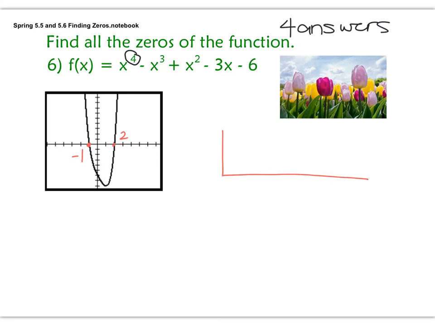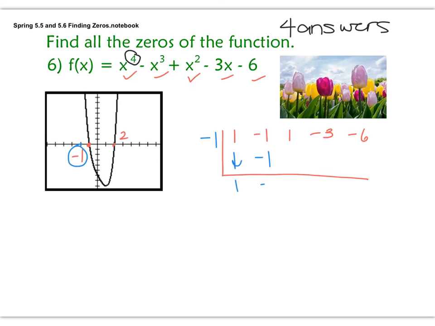So I'm going to go ahead and set up my synthetic. Let's see, I have x to the fourth, x to the third, x squared, x to the first, constant. So nothing's missing. So 1 for x to the fourth, -1 for x to the third, 1 for x squared, -3 for the x, -6 for my constant. All right, looking here, my first 0, or my first answer, is -1. So using that one, -1 times 1 is -1.